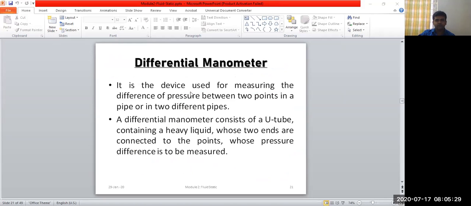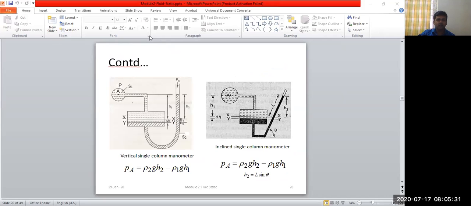See, this is the vertical single column manometer. This is the U-tube arrangement, and this is one limb and this is the other limb. In one limb a reservoir is connected. That area is much larger than the area of the glass tube, about 100 times of this area. The other limb remains open to atmosphere, and this is vertical. That's why it is called a vertical single column manometer.